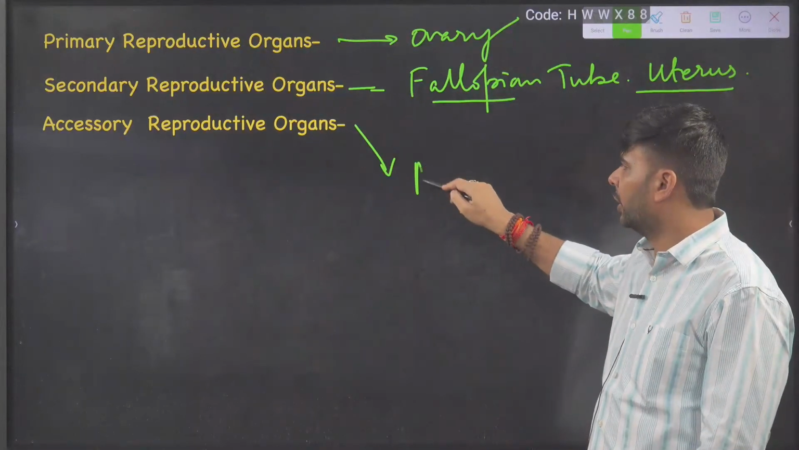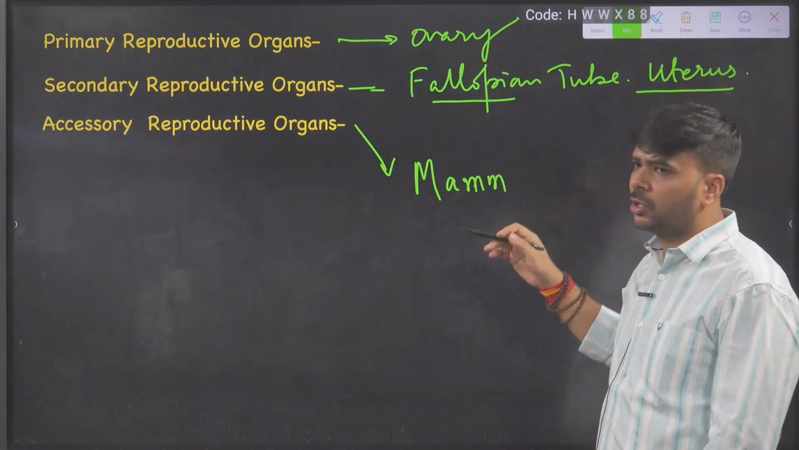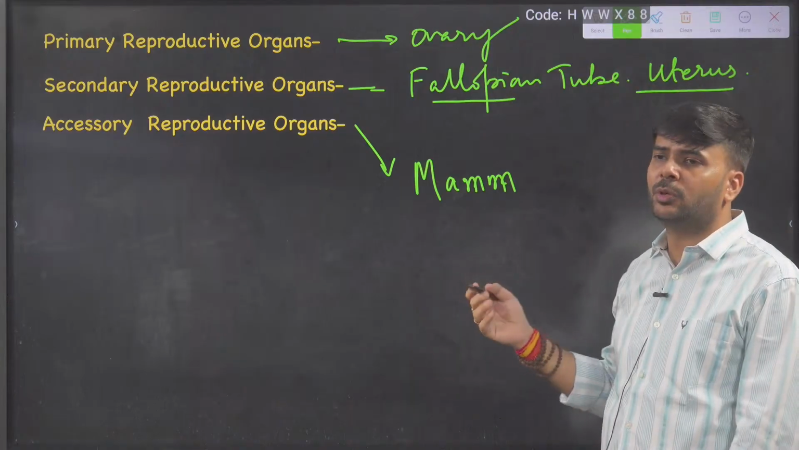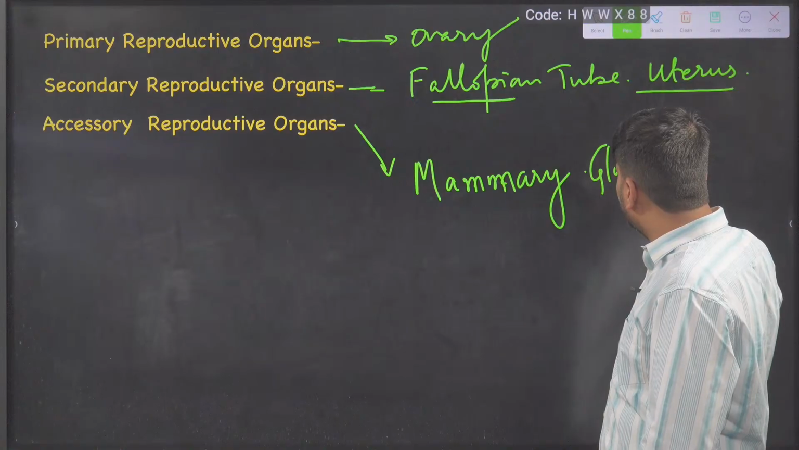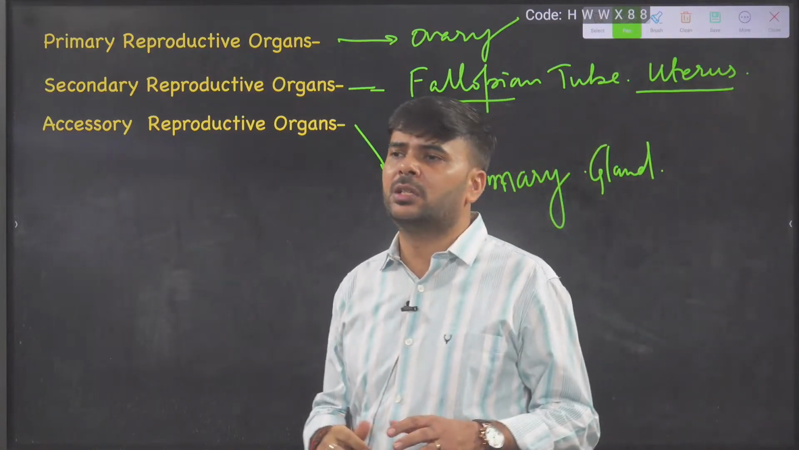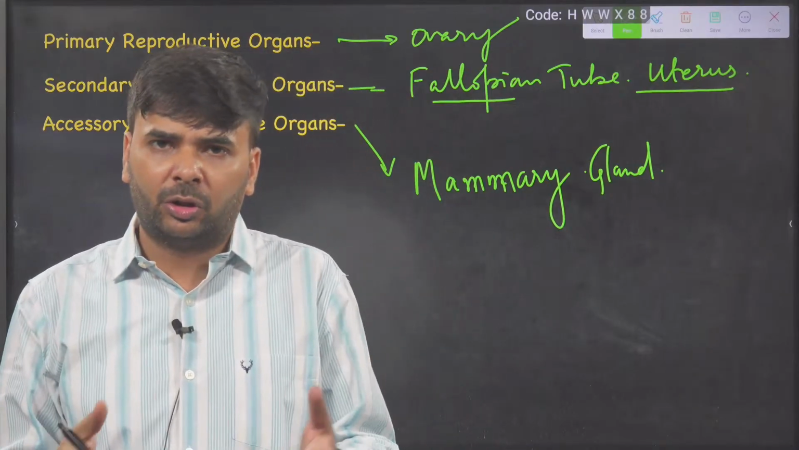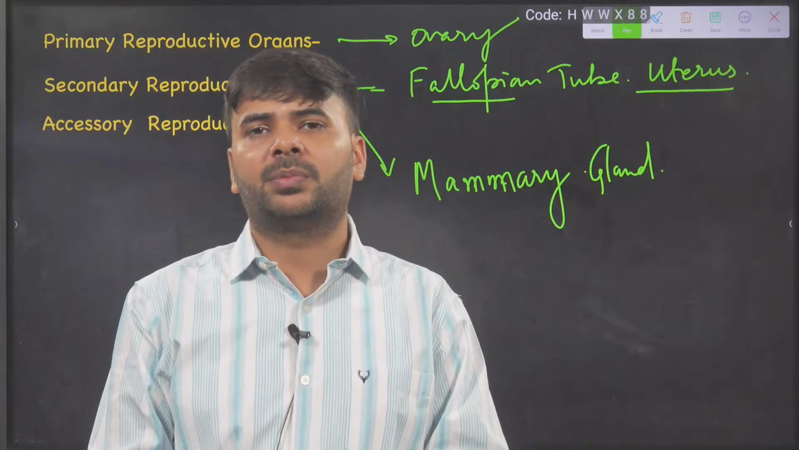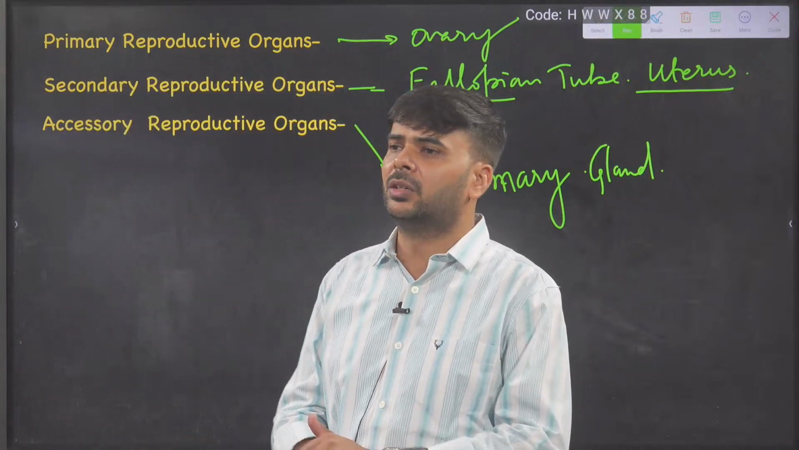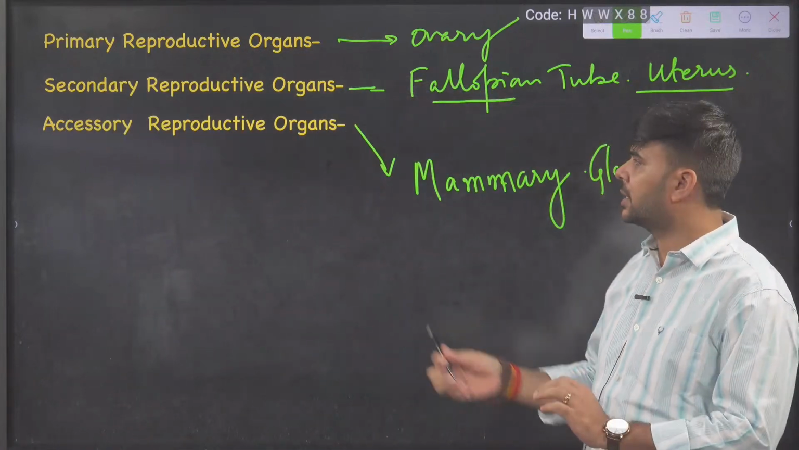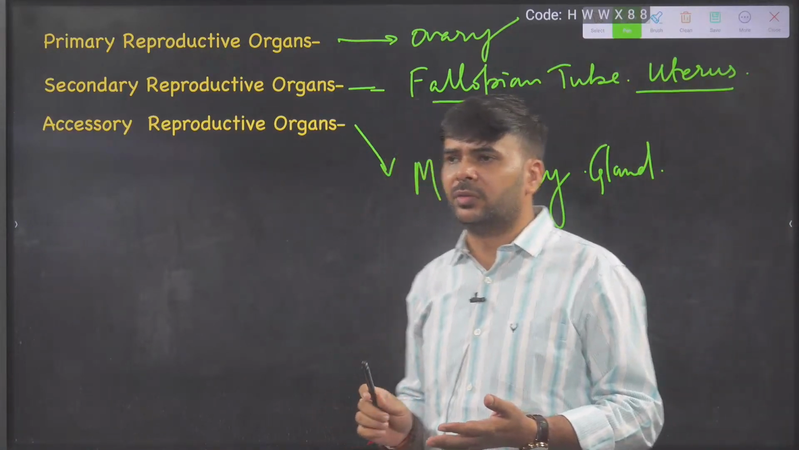Accessory reproductive organ, I'll write here the mammary gland. The mammary gland is not responsible for gamete transport, but it is responsible for the nourishment of the baby. Reproduction is not possible if babies are not nourished after birth. We need to take care of babies, and that is only possible by nourishment from the mother's side. Mammary glands, clear or not? So the mammary gland is an accessory reproductive organ. Very good.